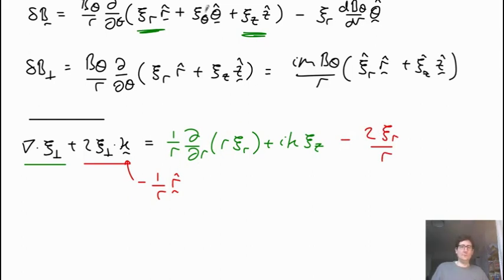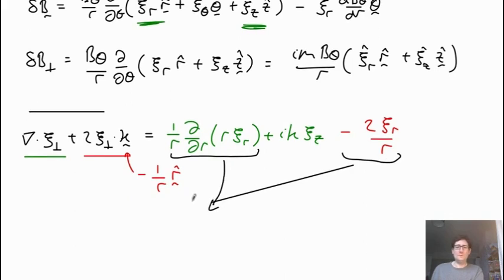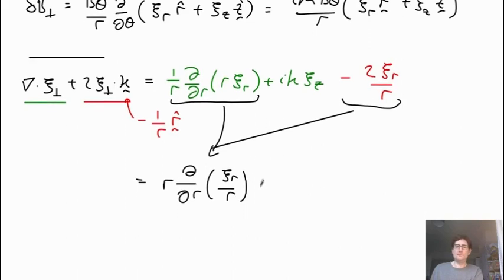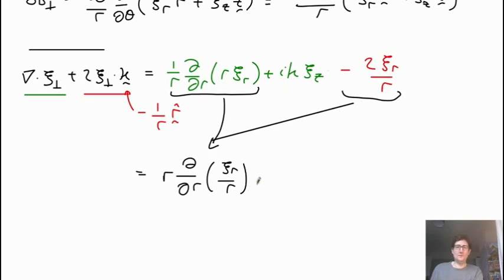Now these two components here can be combined. These two combine together into the term r d by dr of xi r over r. You can multiply this out and convince yourself that this does give you that. And then we have the second term here, which comes down, so plus ik xi z.